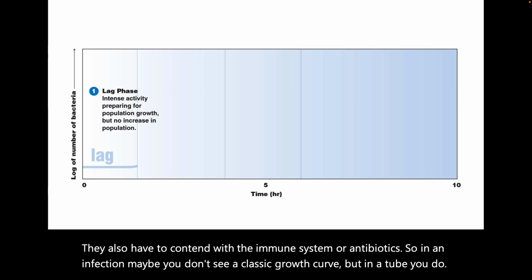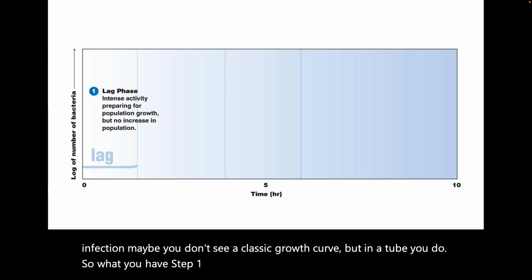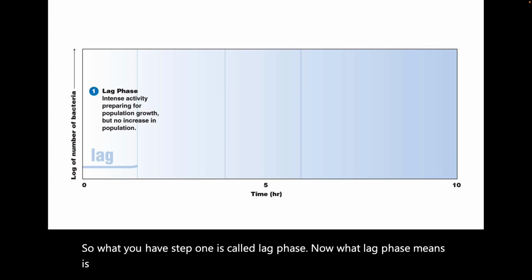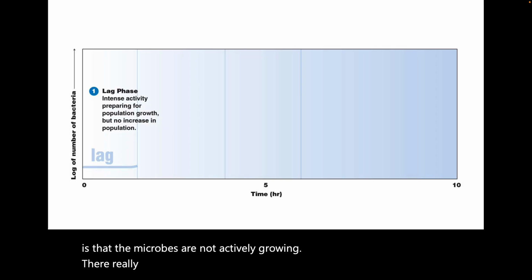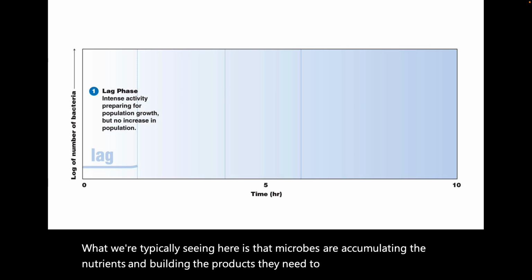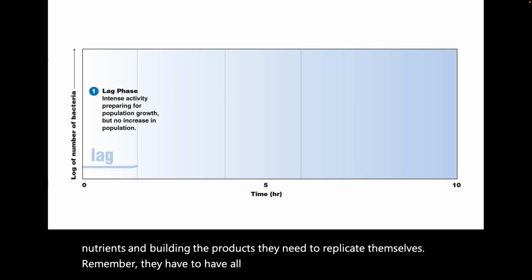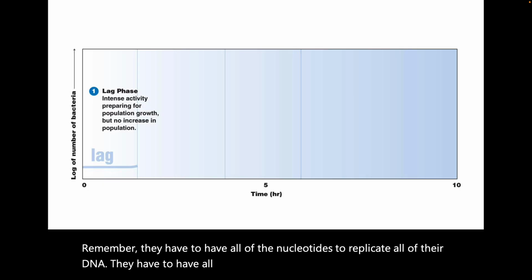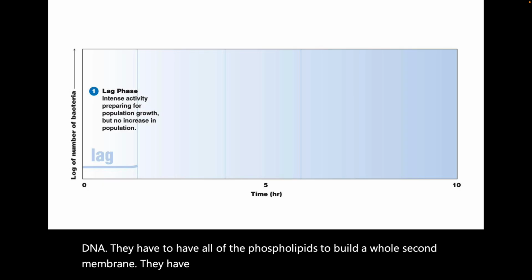So what you have, step 1, is called lag phase. Now, what lag phase means is that the microbes are not actively growing. There really isn't any cell division. There also isn't any cell death. What we're typically seeing here is that microbes are accumulating the nutrients and building the products they need to replicate themselves. Remember, they have to have all of the nucleotides to replicate all of their DNA. They have to have all of the phospholipids to build a whole second membrane. They have to have all of the proteins to fill up a second cell.